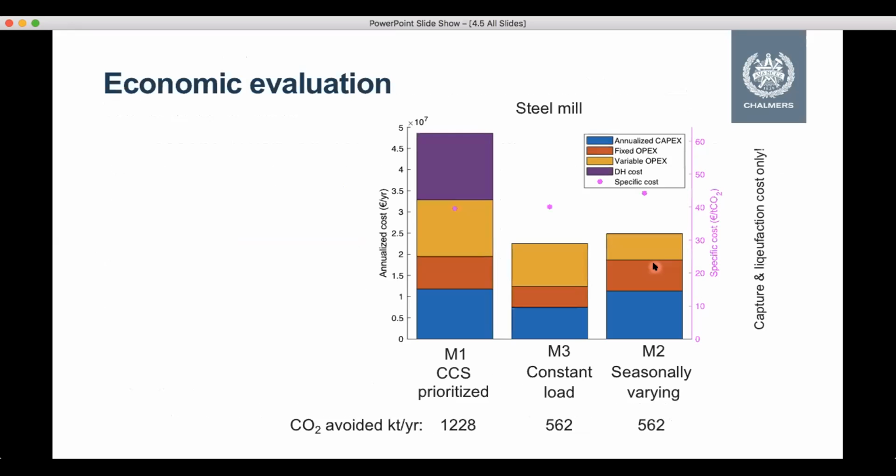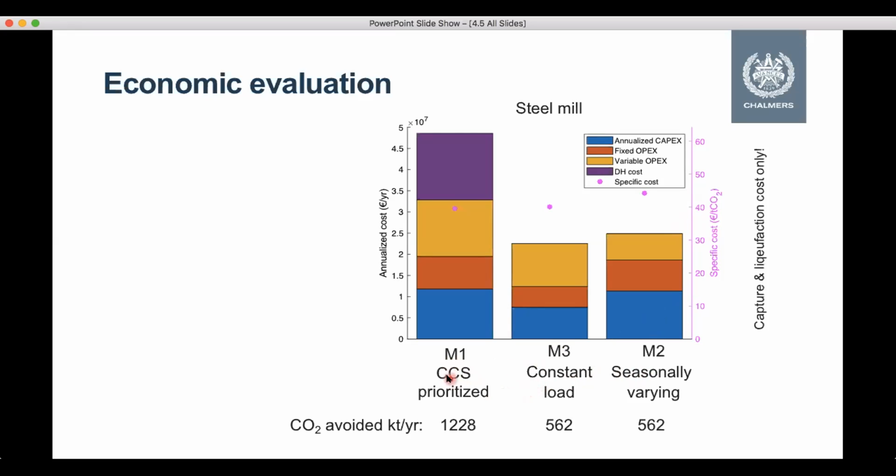Okay, I'll quickly show some economic results. This is maybe a bit hard to follow, so bear with me. We see on the left-hand axis the annualized costs in euros per year. And on the other y-axis, we see specific costs in euros per ton CO2 avoided. So the bar plots are the annualized cost, and the purple dot here is the specific cost. And we see all these three cases now compared to each other for the steel case.